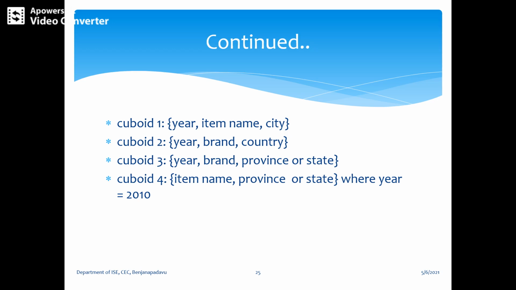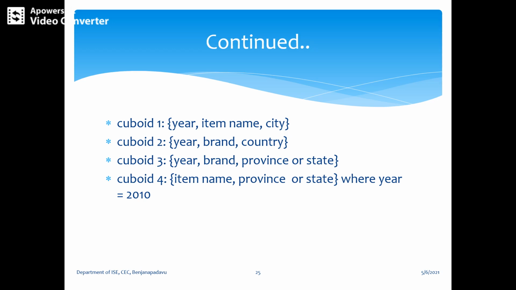That is the question. Finer granularity data cannot be generated from a coarser granularity. Therefore, cuboid 2 cannot be used, because country is a more general concept than province and state. Cuboids 1, 3 and 4 can be used to process the query because they have the same set or superset of the dimensions in the query.